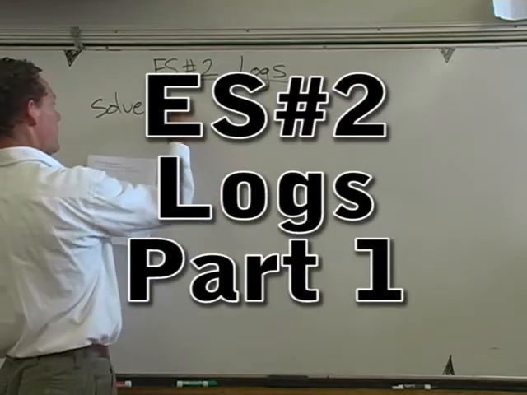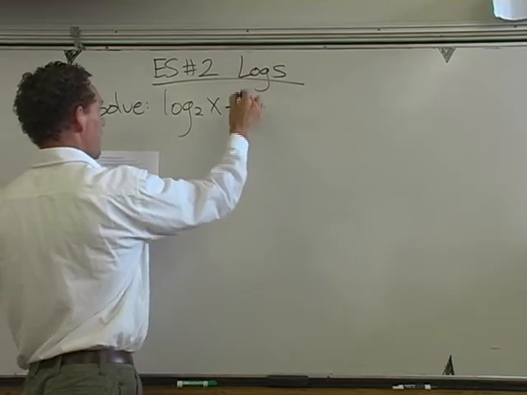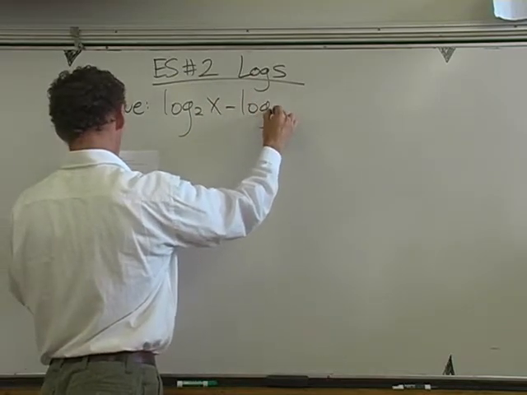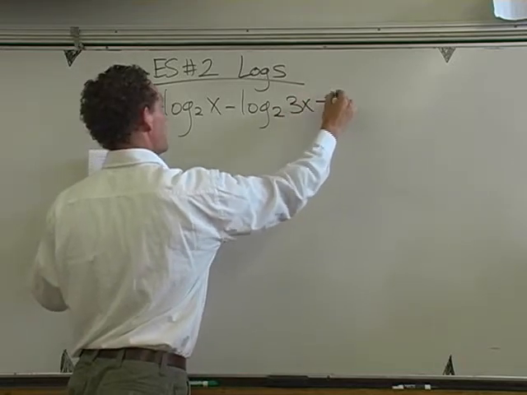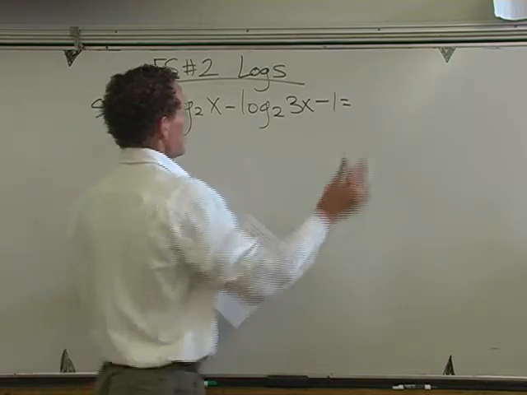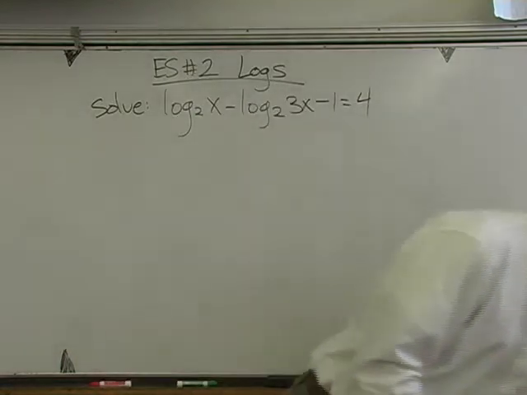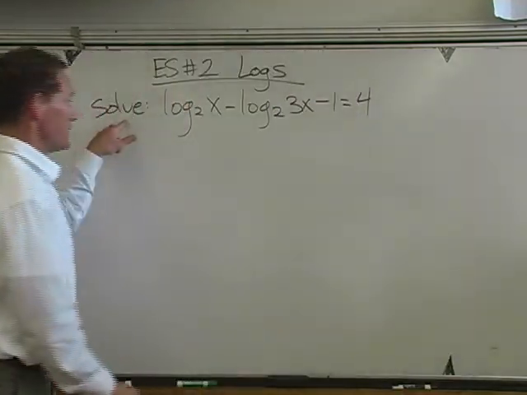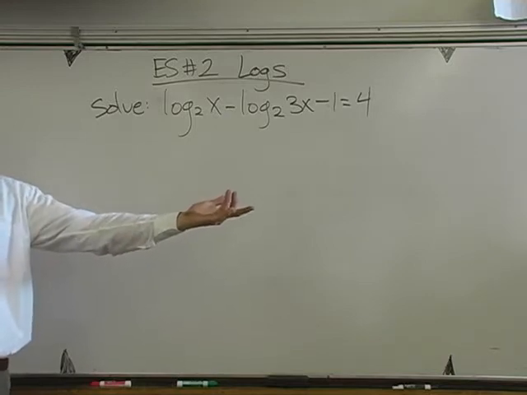And we have log base 2 of x minus log base 2 of 3x minus 1 equals 4. Again, this is asking us to solve, so we expect to end up with x equals some number.